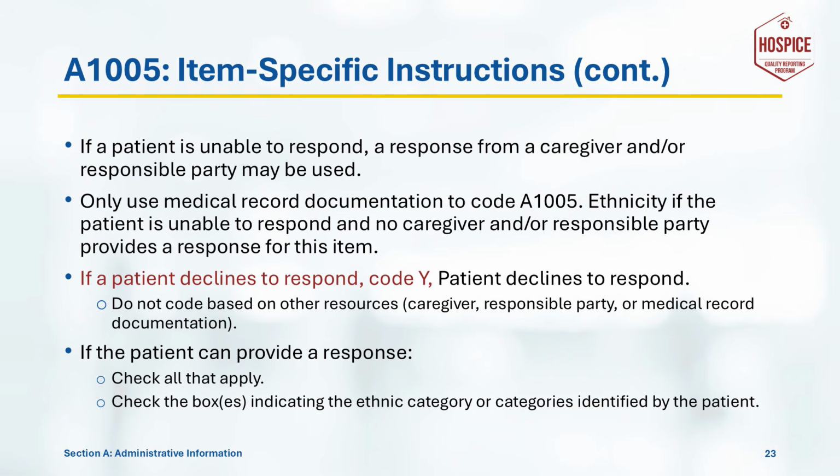If a patient is unable to respond, you may use the response from a caregiver or responsible party. Only use medical record documentation to code this item if the patient is unable to respond, and no caregiver or responsible party can provide a response. However, if a patient declines to respond, you would code why patient declines to respond. In that case, you do not code based on other resources such as the caregiver or medical record documentation. If the patient can provide a response, you would check all that apply.